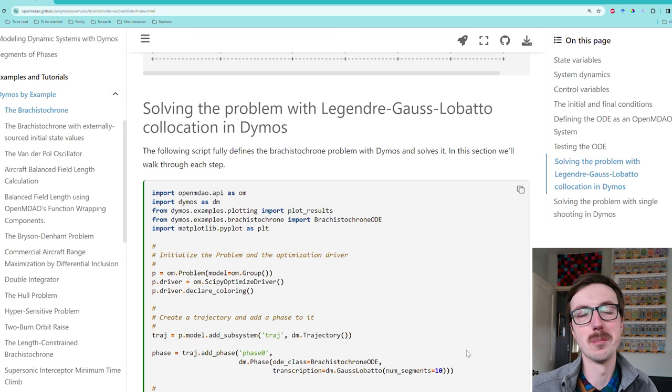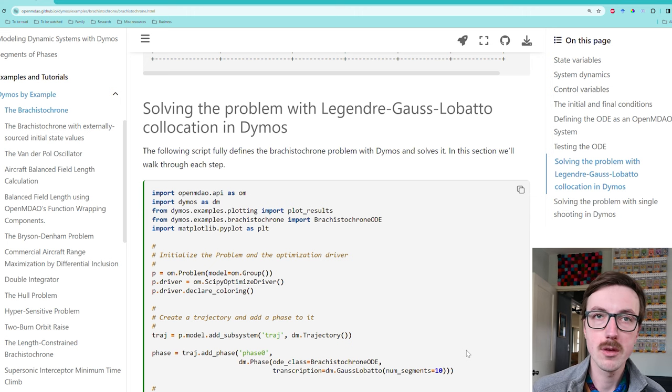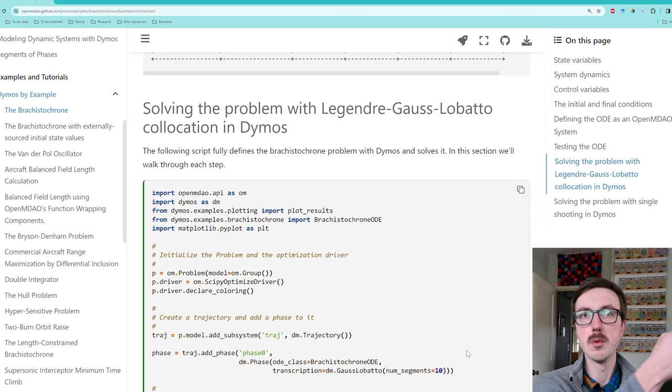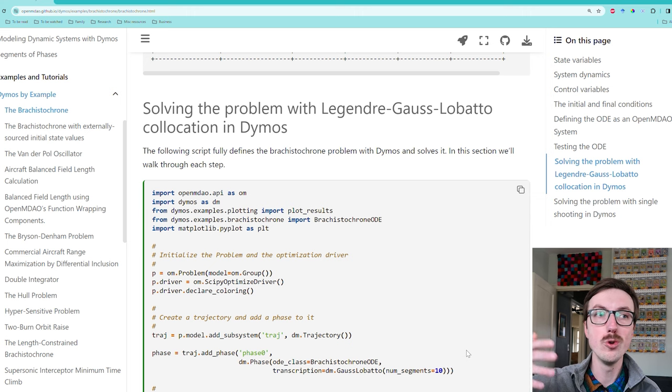Now, let's delve into the fun part, right? Here we're actually going to solve this optimal control problem using Dymos. In this case, we'll use the Legendre-Gauss-Lobato collocation method. This is different than the idea of explicit shooting where you have a point here and you move forward in time and move forward in time. The collocation method, without getting too much into the details, essentially fits a curve through time and space to compute these states and state rates.